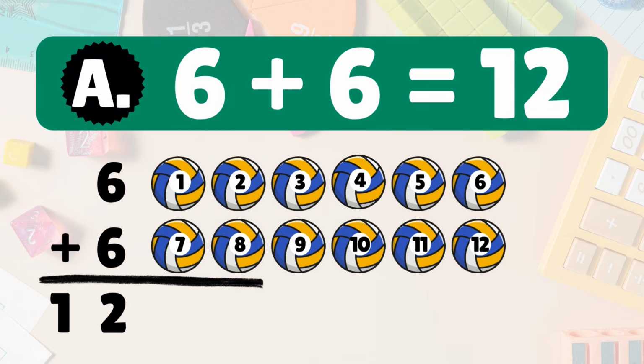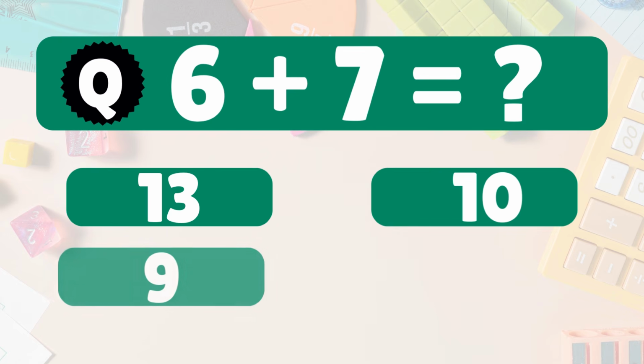6 plus 6 equals 12. Let's count. 1, 2, 3, 4, 5, 6, 7, 8, 9, 10, 11, 12. 6 plus 6 equals 12. Wow, you're a math star. Next 6 plus 7 equals?